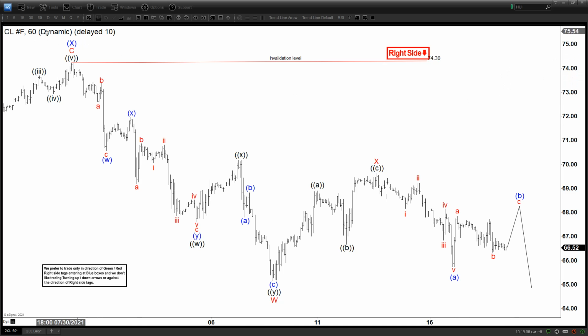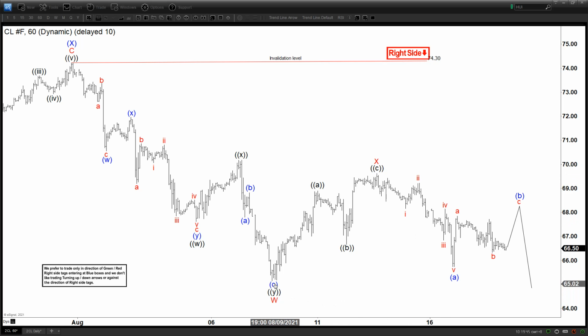Today we're going to be looking at the chart of oil, 60 minutes chart, and we can see right here we are currently in the wave Y, in the intermediate degree, in which it subdivides into another WXY, a double correction. This is the minor degree W, minor degree X, and now looking for the Y leg to the downside.